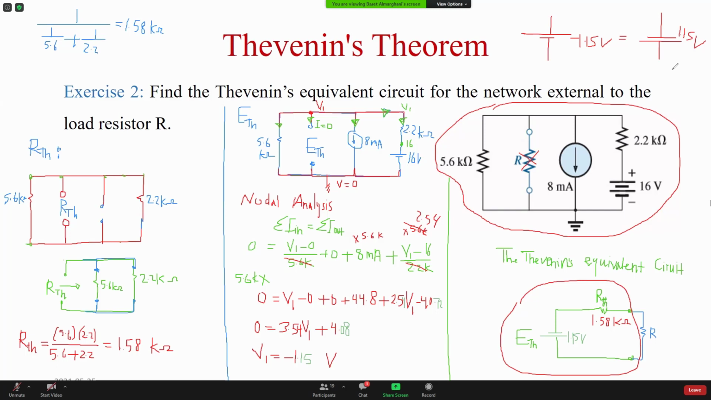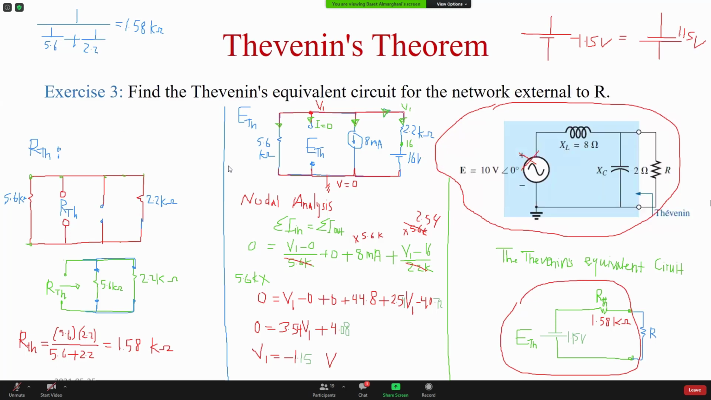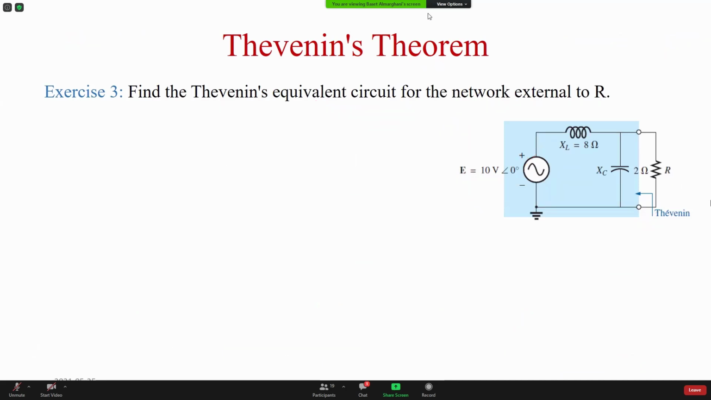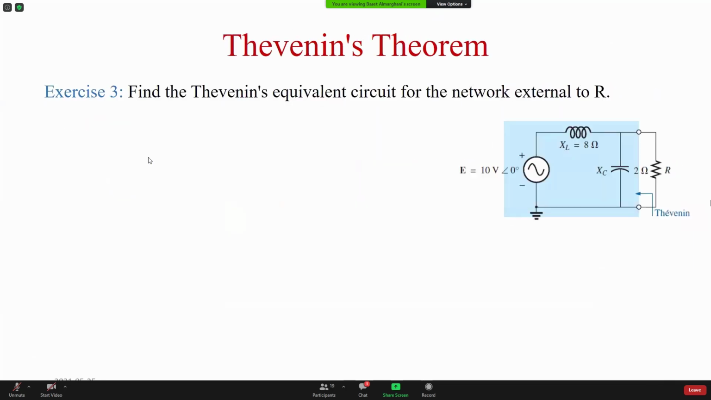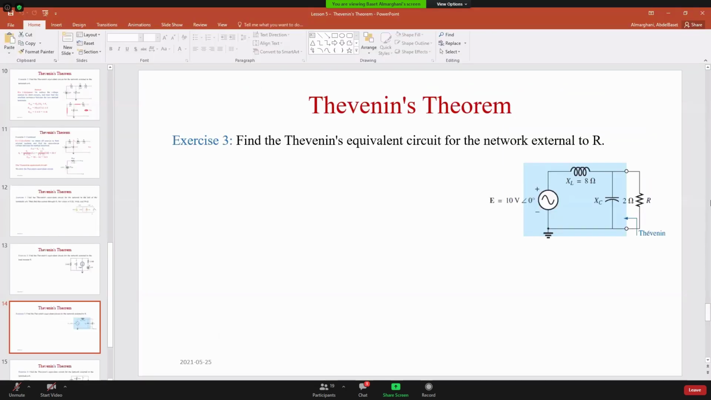Okay, we're going to continue. We spent so much time on this exercise, but I want you to try it while I'm taking the attendance. We still have one more, I think. So try this one. It's an AC circuit now, so you have to deal with complex numbers. While I'm doing the attendance.